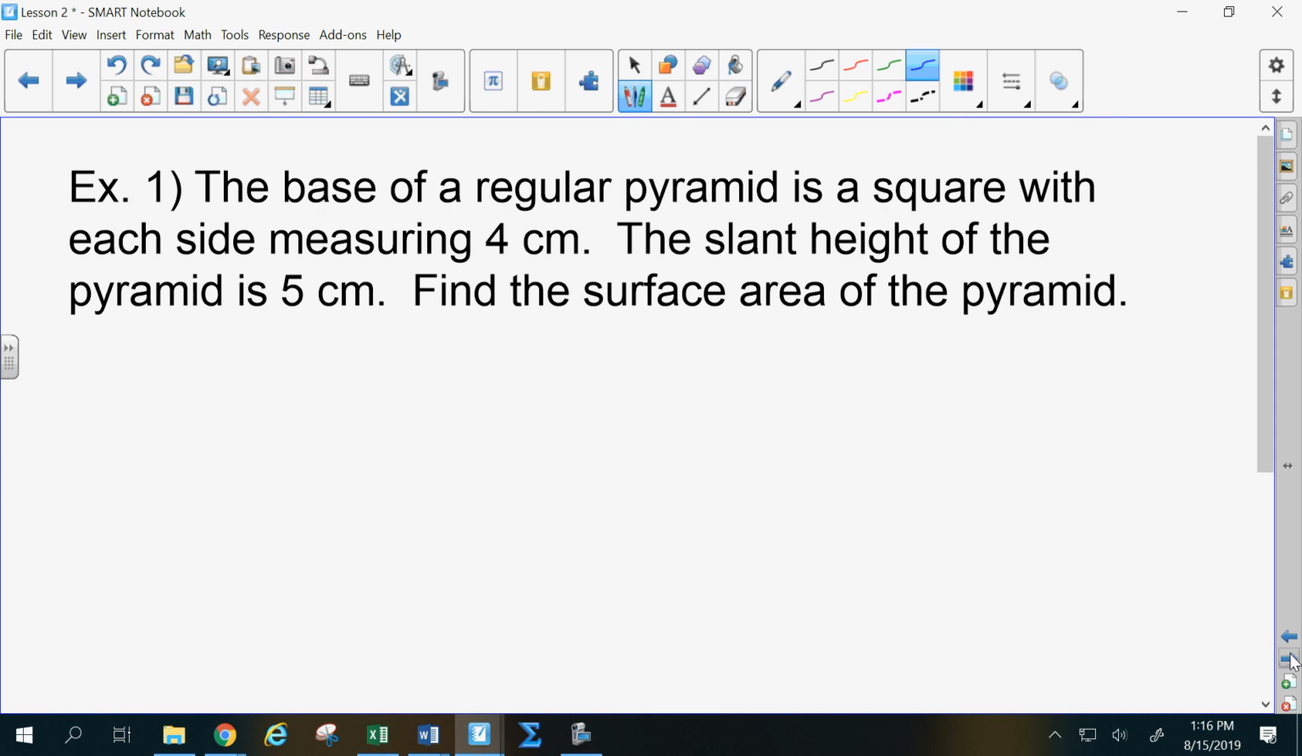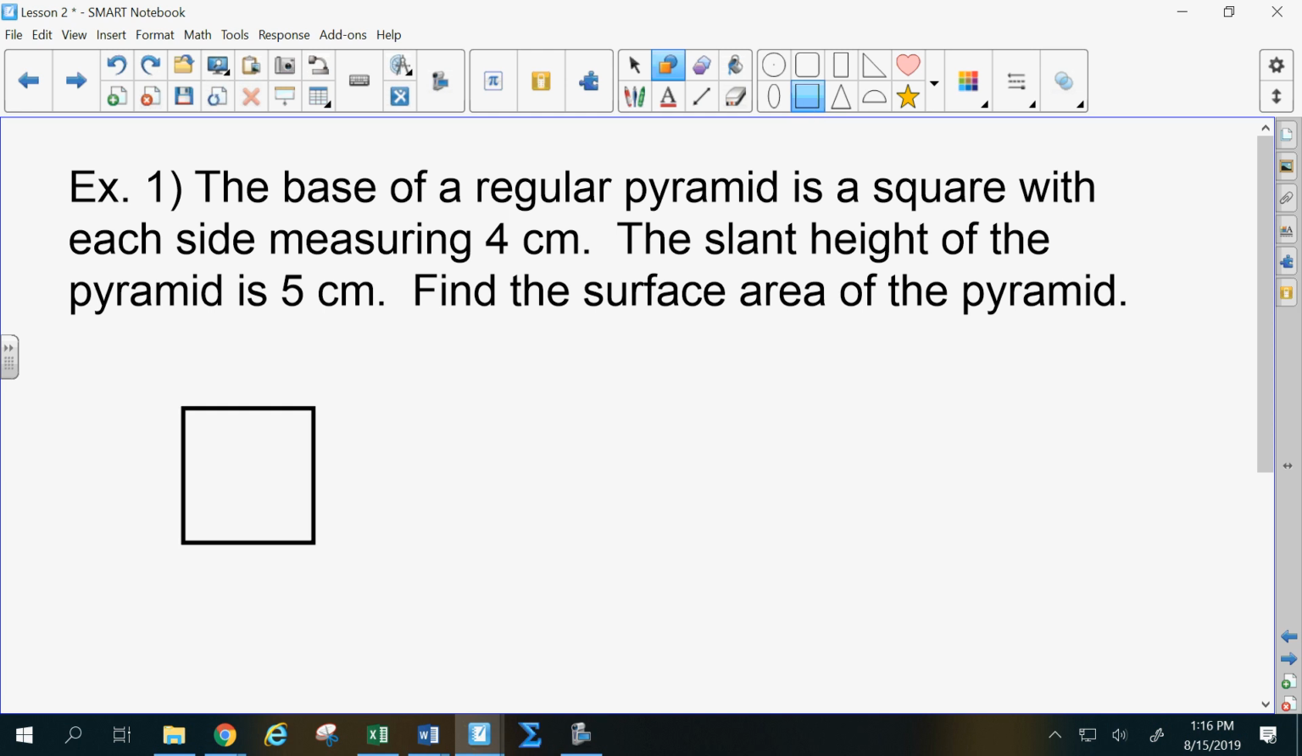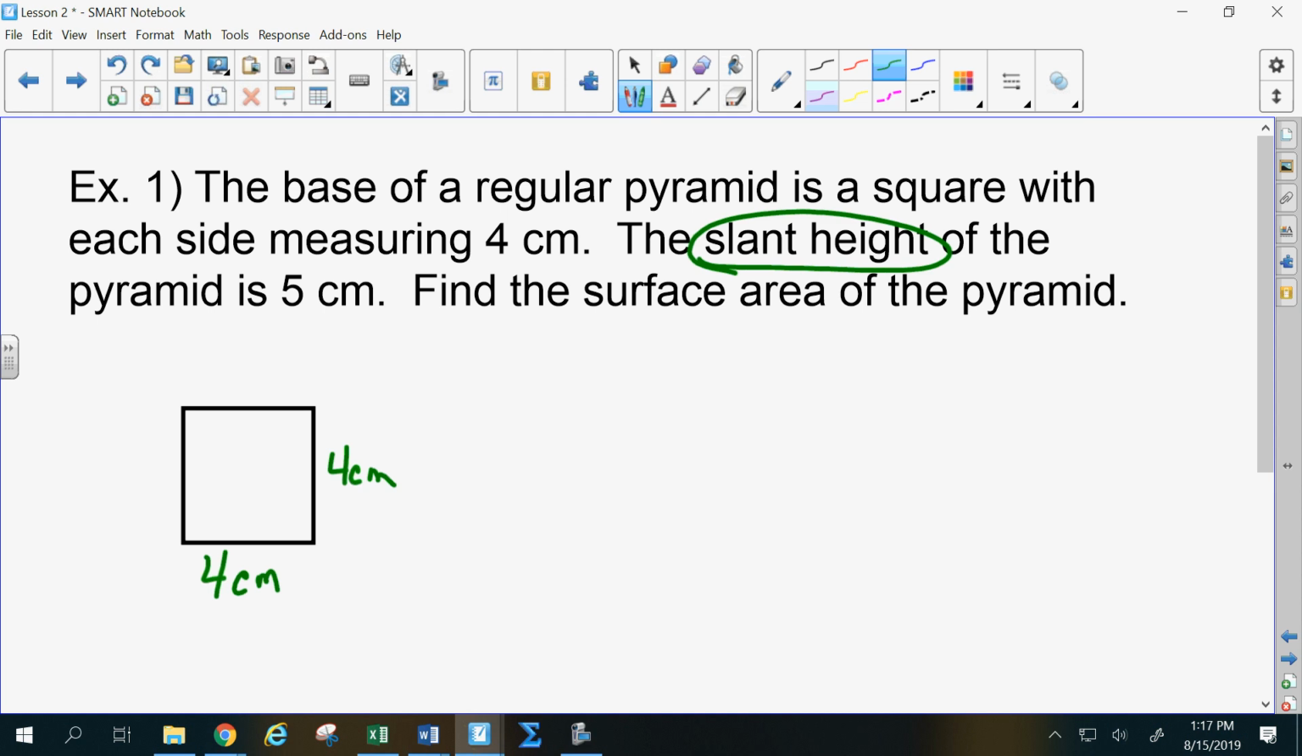Okay, first example problem then. The base of a regular pyramid is a square with each side measuring 4 centimeters. So there's the bottom of our pyramid. So we're talking this kind of pyramid like I have in this model that I'm holding up. Each side of the base is 4 centimeters. And they tell us that the slant height is 5 centimeters. So we want surface area of the pyramid.